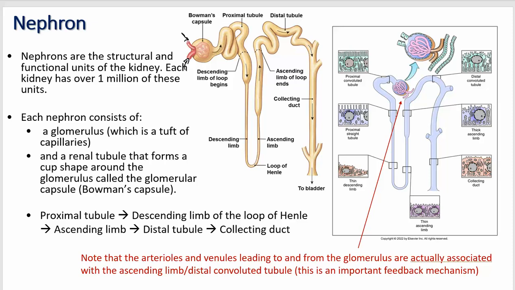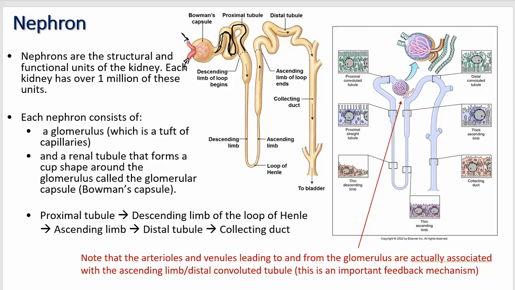Okay, and then the renal tubule. So this picture shows the renal tubule. There's the proximal tubule, or the proximal convoluted tubule. It's called convoluted because it twists around, and somebody said, wow, that's really convoluted. And so now it's the proximal convoluted tubule.